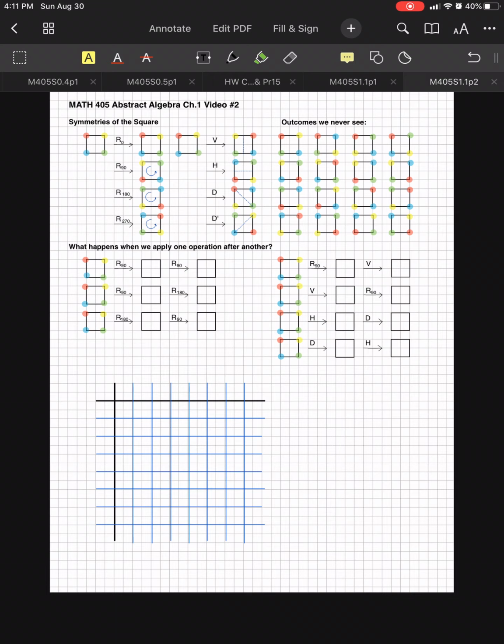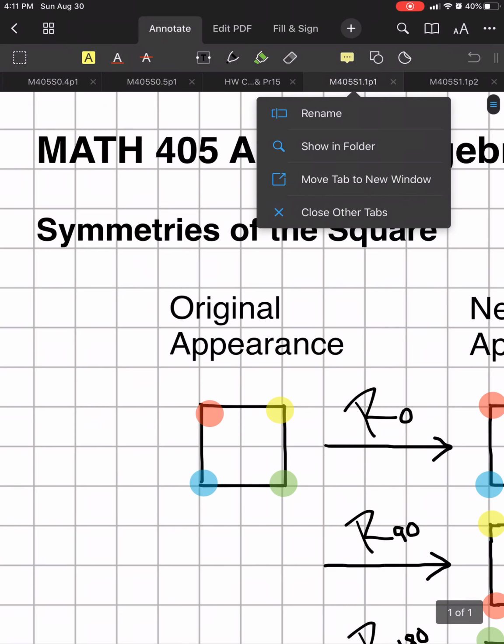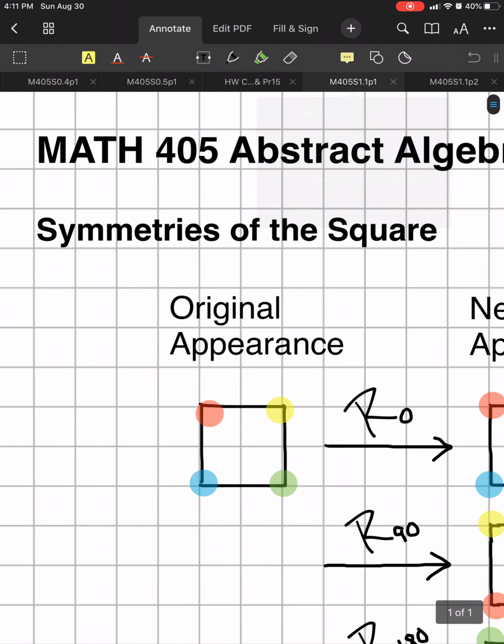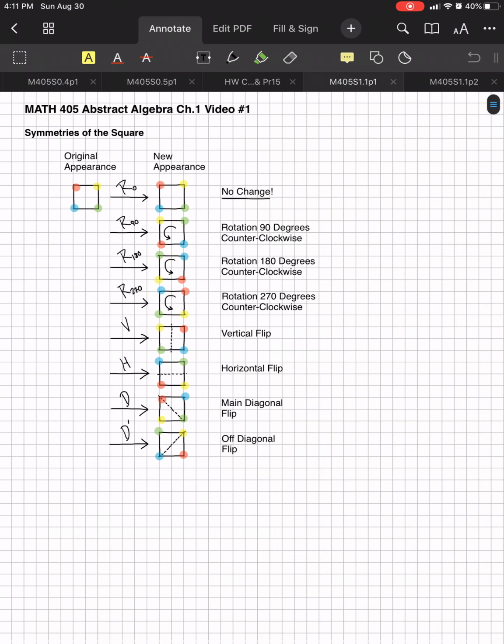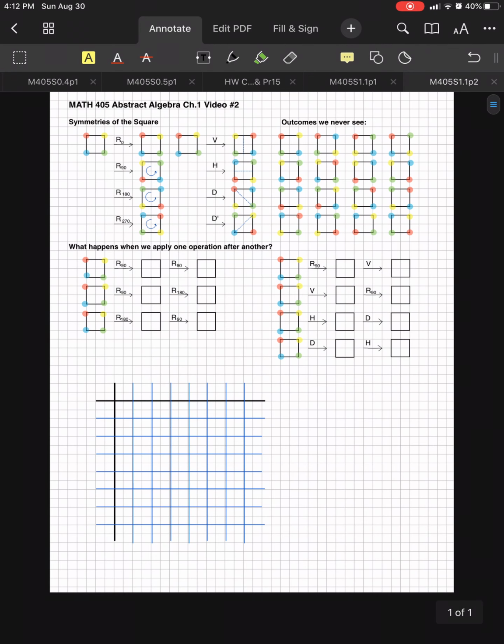We saw these operations that we did last time in the symmetries of the square. Hopefully we can flip back to those here. So you see what we came up with last time. We're going to start from there this time, but I did want to mention a few other things here.